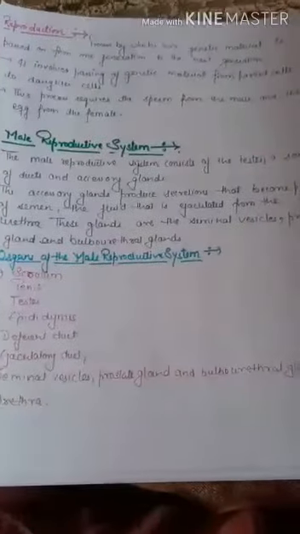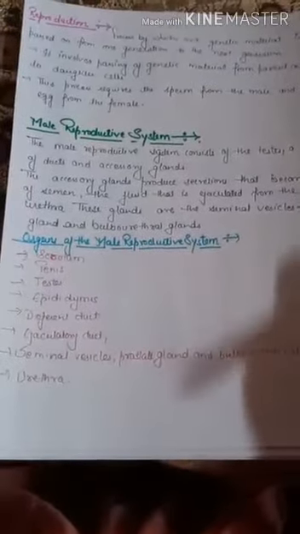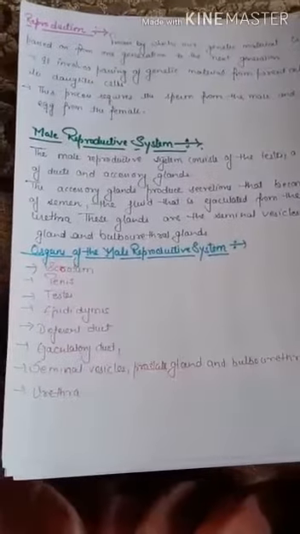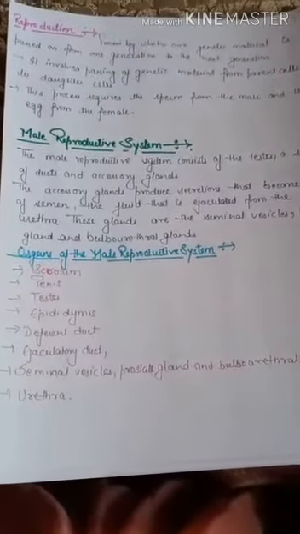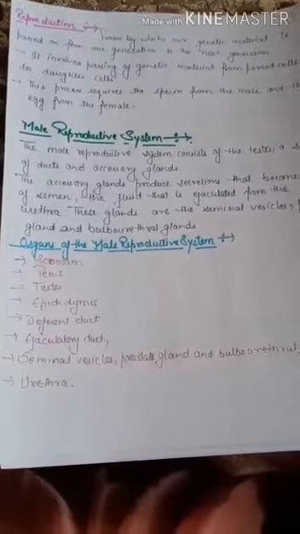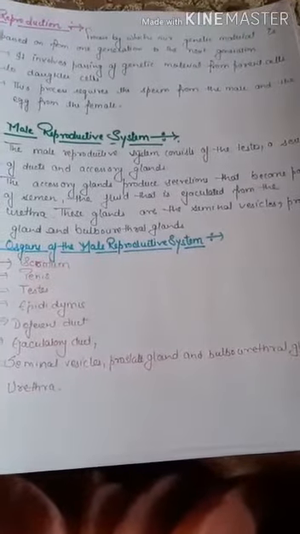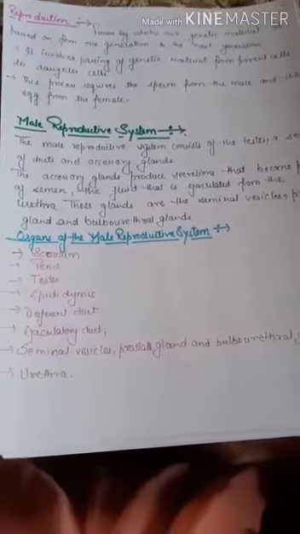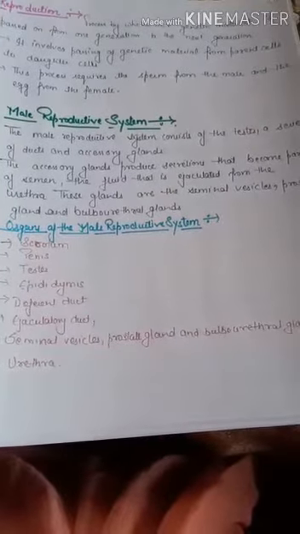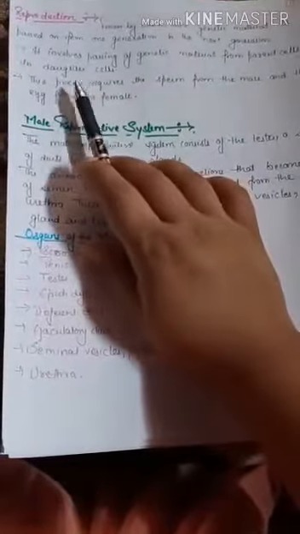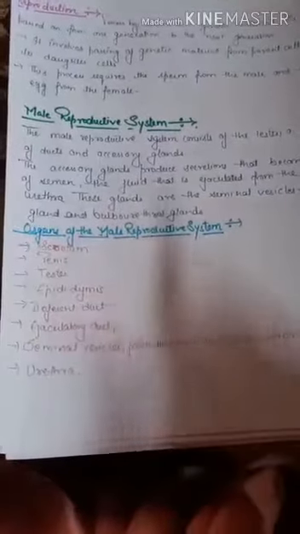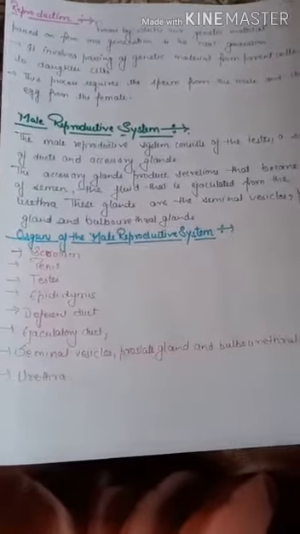First of all, you must know about reproduction. What is reproduction? Reproduction is a process by which our genetic material is passed on from one generation to the next generation. It involves passing of genetic material from parent cell to the daughter cell. The process requires the sperm from the male and the egg from the female. First of all, we study the male reproductive system.